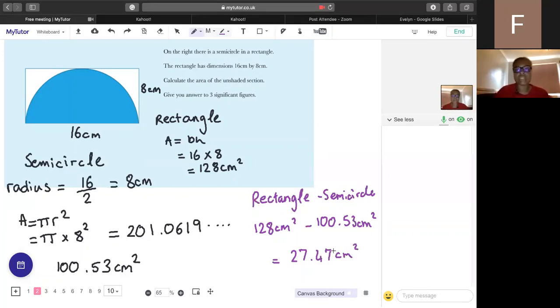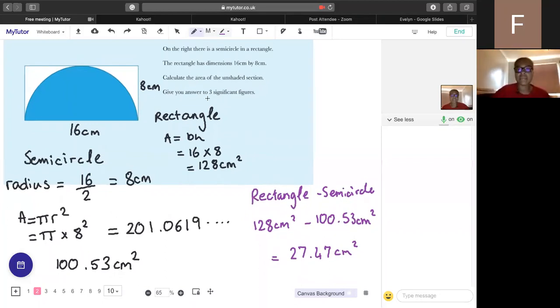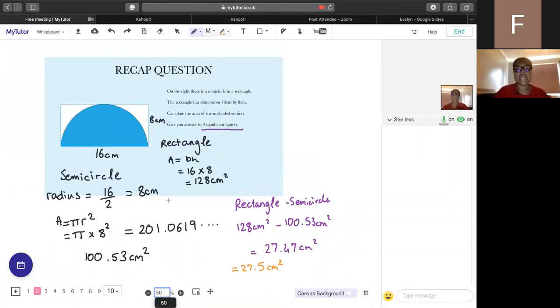Now, we're still not done yet because we need to leave it in 3 significant figures. So our final answer, which I'll do in orange, should be 27.5 centimeters squared. So hopefully, if I zoom out a little bit so you can see the whole question, that sort of sums up everything that we did on Monday.